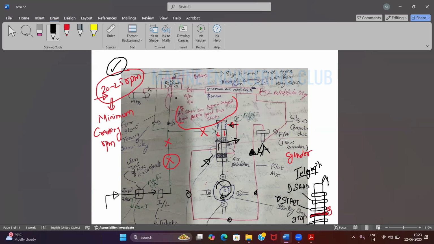Agreed or not? Sir, if my plunger is pulled upward, my vent will open and the passage for the pilot air will again be blocked. And the vent will release all the pressure inside this line. Whatever pressure was there inside this line, it will release it.